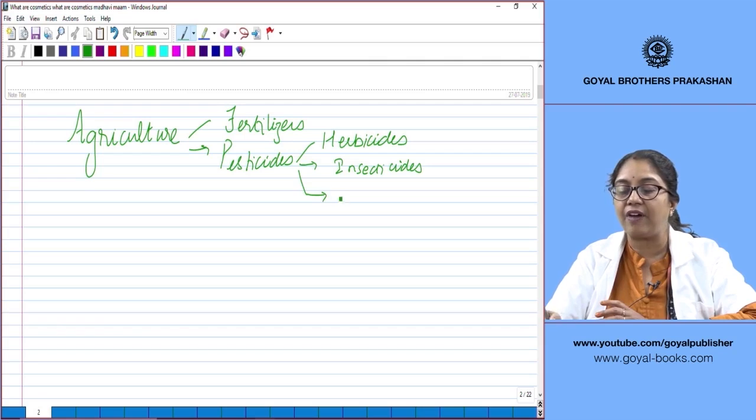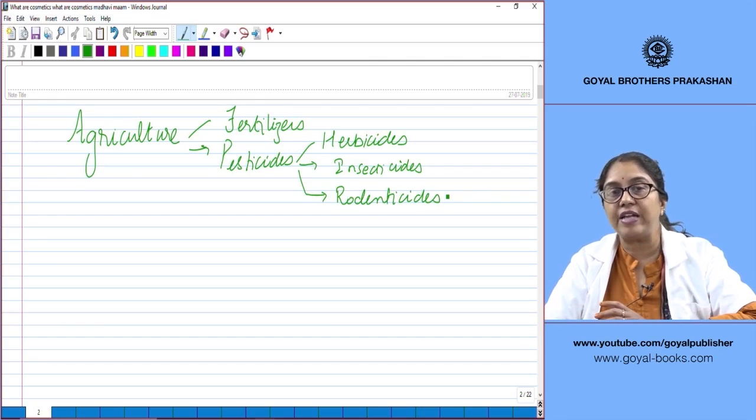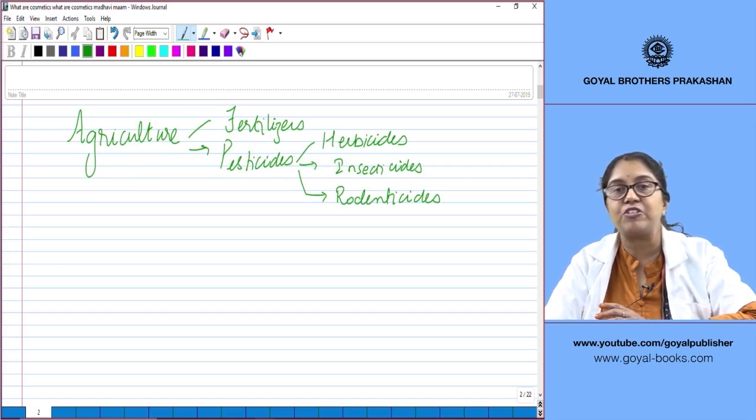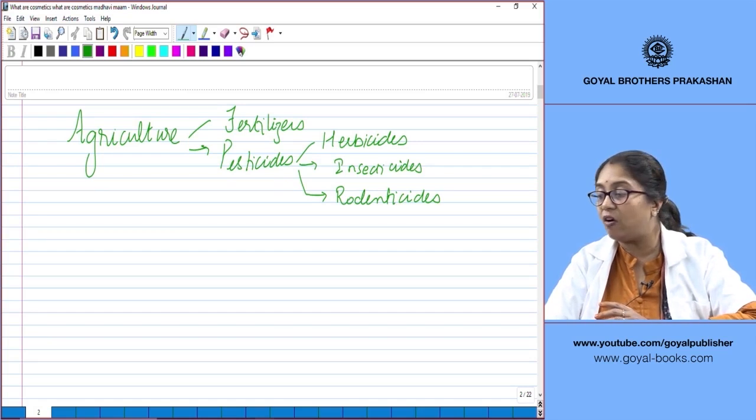And then we have others like rodenticides. These rodenticides destroy rodents like rats, which would otherwise destroy the plant. So basically, in the field of agriculture, chemistry plays an important role in providing us with fertilizers, herbicides, pesticides, etc. Apart from this, chemistry also helps in increasing the quality of the seed.